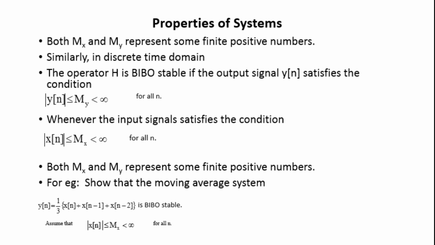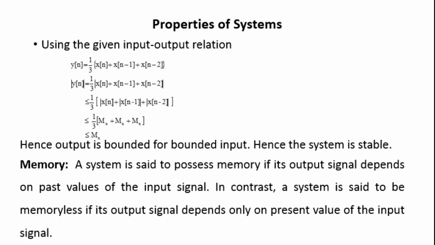For example, show that the moving average system y of n is equal to 1 by 3 into x of n plus x of n minus 1 plus x of n minus 2 is BIBO stable. Assume that |x of n| is less than or equal to Mx, which is less than infinity, for all n. Using the given input-output relation, y of n is equal to 1 by 3 into x of n plus x of n minus 1 plus x of n minus 2.